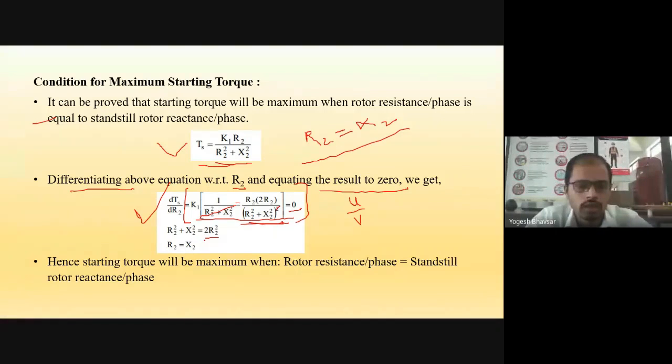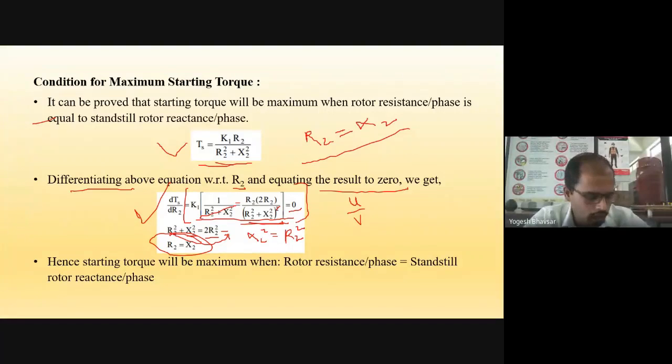Now X2 square is equal to 2 times R2 square minus R2 square, so one term will get 0, so only one term will be present. So X2 square is equal to R2 square. Now taking square root, the square will get cancelled, so we have only R2 is equal to X2.